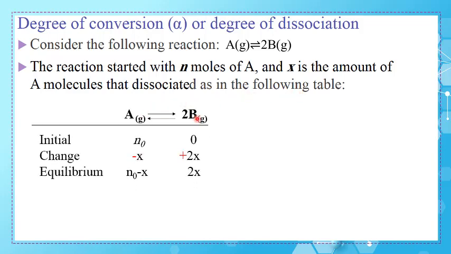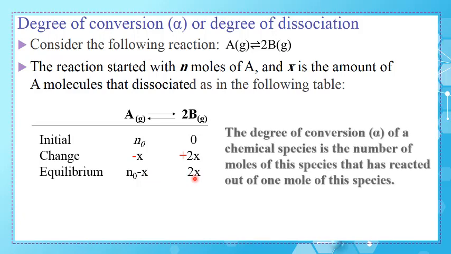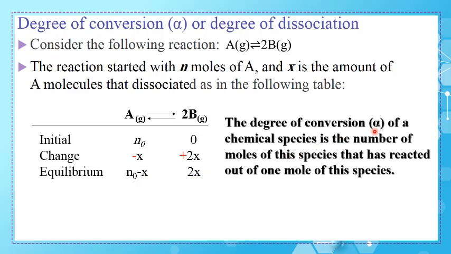This is A, this is 2B. Initially we suppose that we have N0 for A, 0 for B. The change will be minus X, plus 2X. And at equilibrium, the quantities in terms of number of moles will be N0 minus X for A, and 2X for B. What is the degree of conversion alpha? The degree of conversion of a chemical species is the number of moles of this species that has reacted out of 1 mole of it.